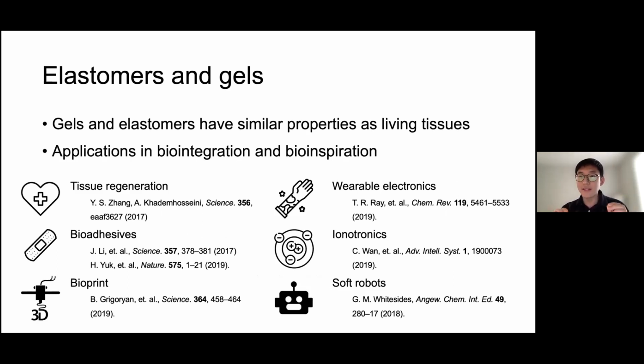So what is the reason? The reason why these types of materials are widely used is that their properties are very similar to living tissue. So as soon as you want to mimic the biosystem or get some inspiration from the biosystem, or if you want to integrate with the biosystem, you probably want to use elastomers and gels.